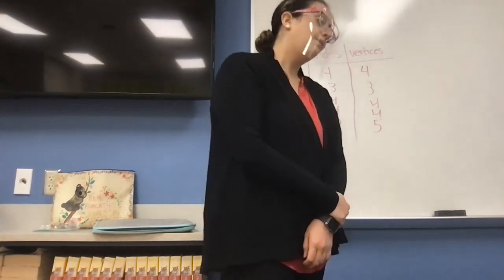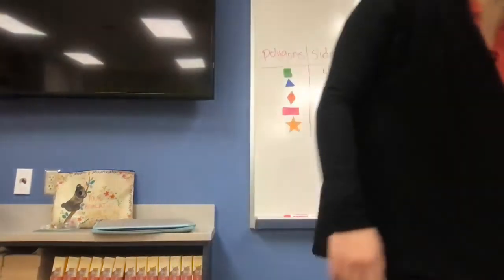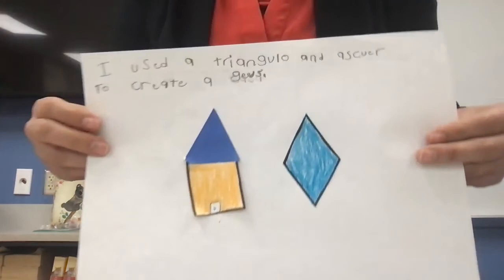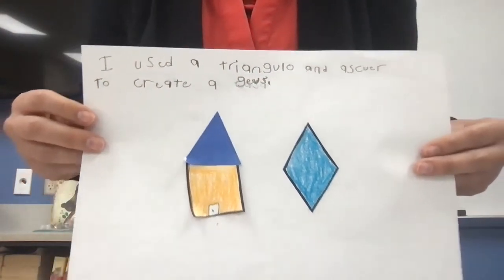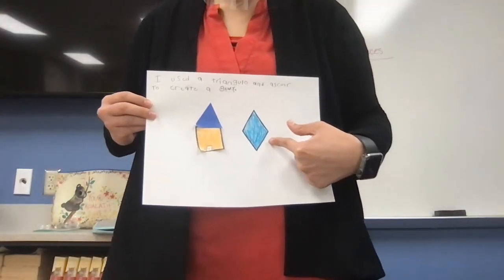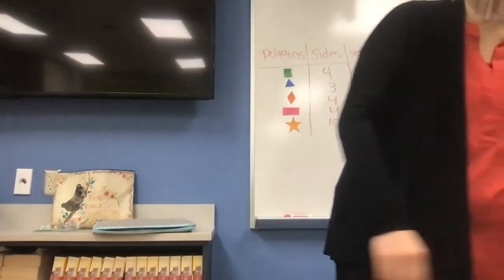Okay. And then what do you put at the end of a sentence? Awesome. Let me show it on here. Okay. I use a triangle and square to create a house. And then you also added a what? Say diamond. A diamond. Yes. Good job. You did awesome, bud.